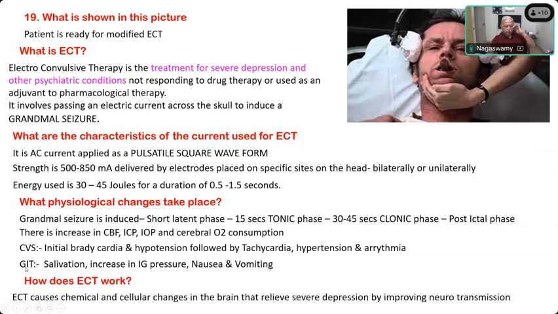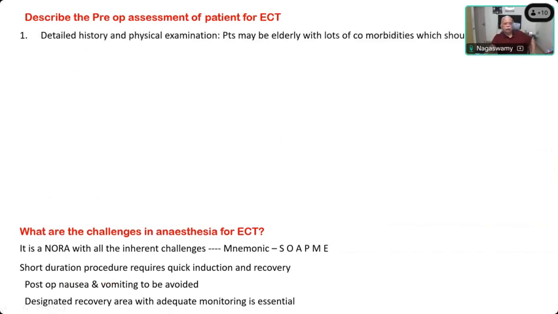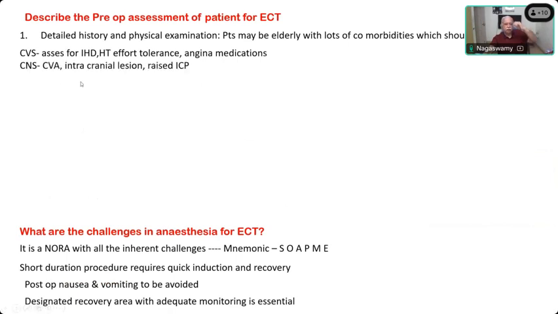So the mechanism by which ECT works is that ECT causes chemical and cellular changes in the brain that relieve severe depression by improving neurotransmission. Describe the pre-op assessment of a patient for ECT: detailed history and examination. The patient may be elderly with lots of comorbidities. CVS: especially rule out any ischemic heart disease and hypertension, because the changes which we have seen can precipitate an acute myocardial infarction. CNS: can result in CVA, intracranial lesion, or raised ICT.